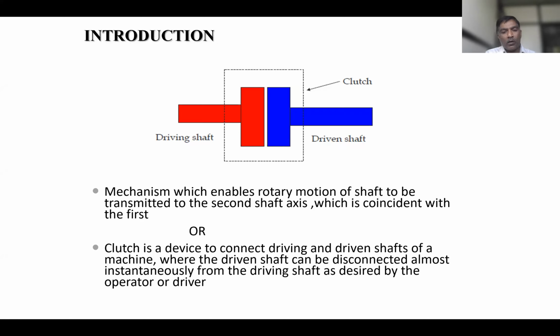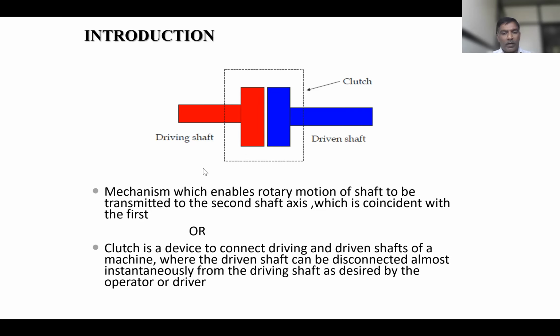In that, we have seen the requirements of the transmission system and which components are required to fulfill those requirements. So the transmission system consists of various elements. The first element of the transmission system is the clutch, which connects and disconnects power flow from the engine to the rest of the transmission system.